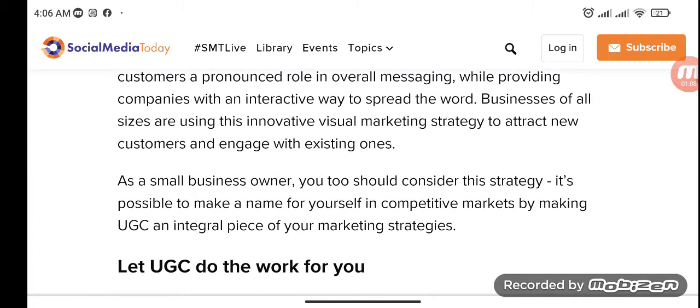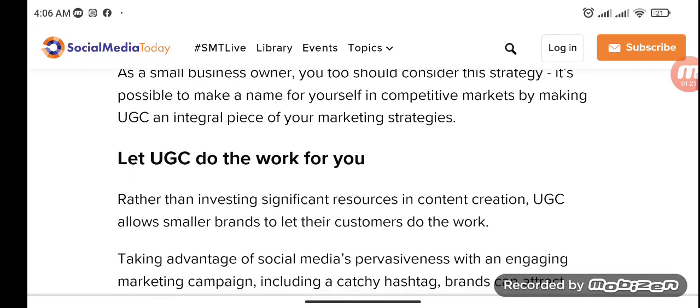Businesses of all sizes are using this innovative visual marketing strategy to attract new customers and engage with existing ones. As a small business owner, you too should consider this strategy. It's possible to make a name for yourself in competitive markets by making UGC an integral piece of your marketing strategies. Let UGC do the work for you.